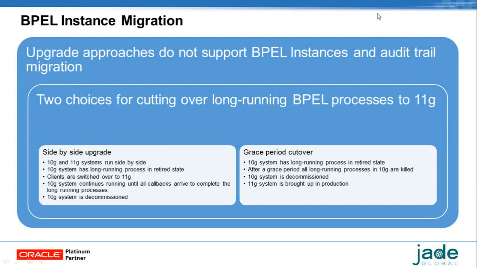The grace period cutover is where we give some grace period for 10G to wrap up everything. The 10G system has long-running processes still in a retired state when you plan the grace period. But after the grace period, all long-running processes in 10G are killed. I mean, whatever was received is received, but all the remaining things are killed, and the 10G system is decommissioned. Then finally, you cut over to the 11G system by bringing it up in production, and the new instantiations, or new accesses, will go to the new 11G system.